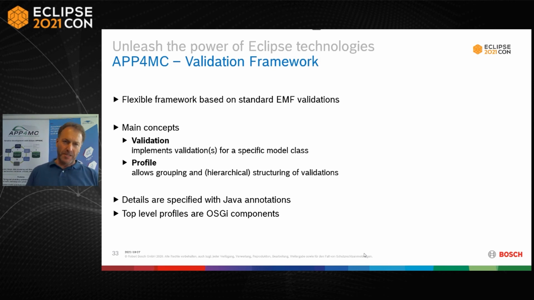So we have 3 examples here how we use the extensions we created, the dynamic services and the E4 contributions. The first thing is an independent validation framework for our models. The basic idea is we have validations that implement a validation for a specific model class, and we have profiles that group these validations, and you can also have this in a hierarchical order, so multiple profiles can be combined to one bigger profile. The idea is details are specified with Java annotations, plain Java, and the top level objects or profiles are OSGI components.